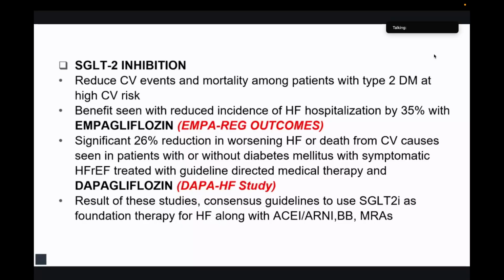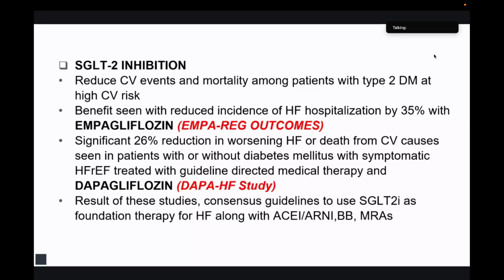There is also a significant 26% reduction in worsening heart failure or death from cardiovascular causes in patients with or without diabetes who are symptomatic with HFrEF and are treated with dapagliflozin. This is the DAPA heart failure study.